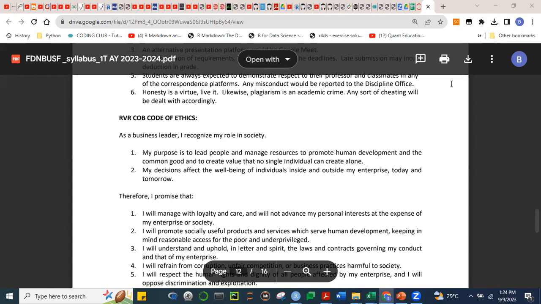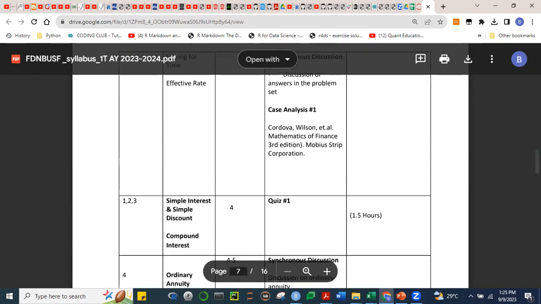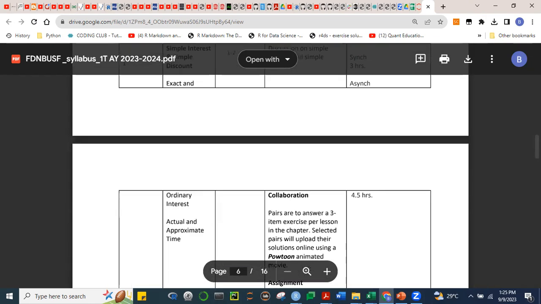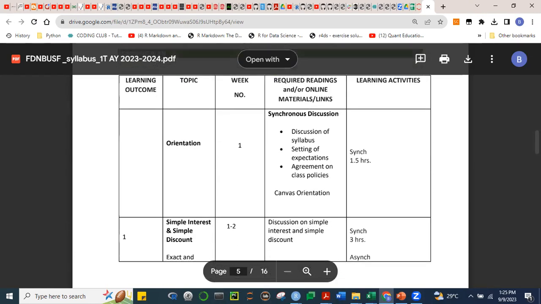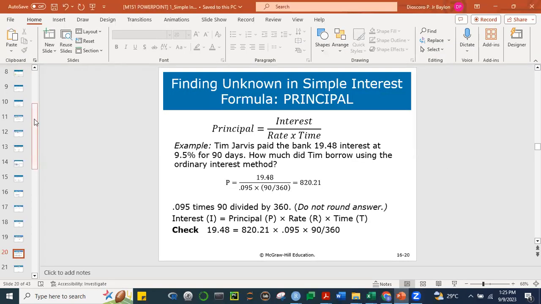So let's now go to our first lesson, which will be on simple interest. This is simple interest and simple discount for weeks 1 to 2. Let me flash the PowerPoint slides. I'm going to post these PowerPoint slides in Canvas at the end of the subject or by tomorrow. So let me open the PowerPoint.